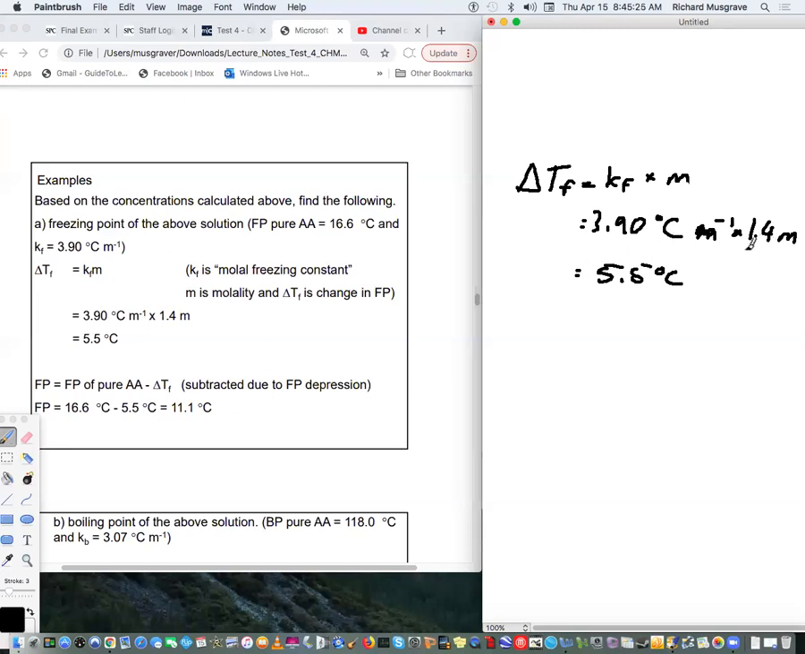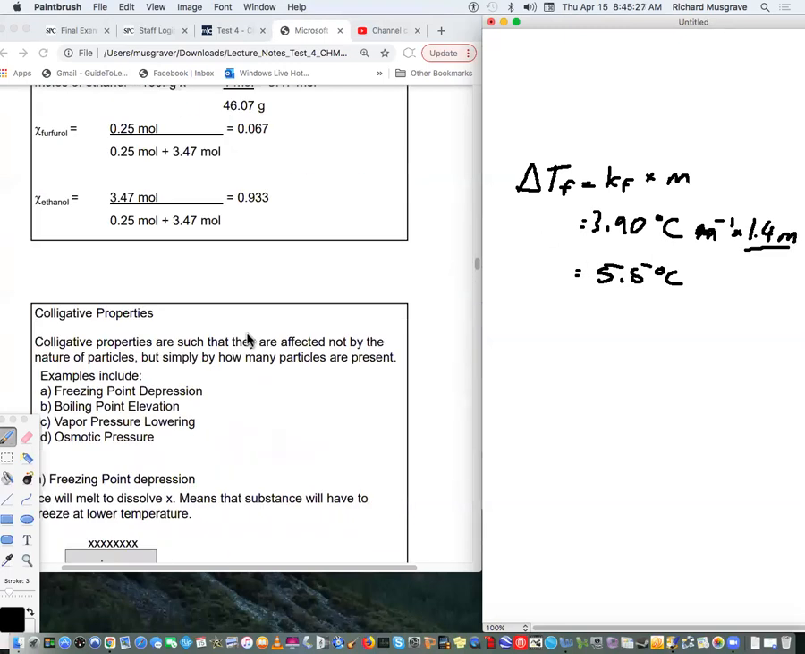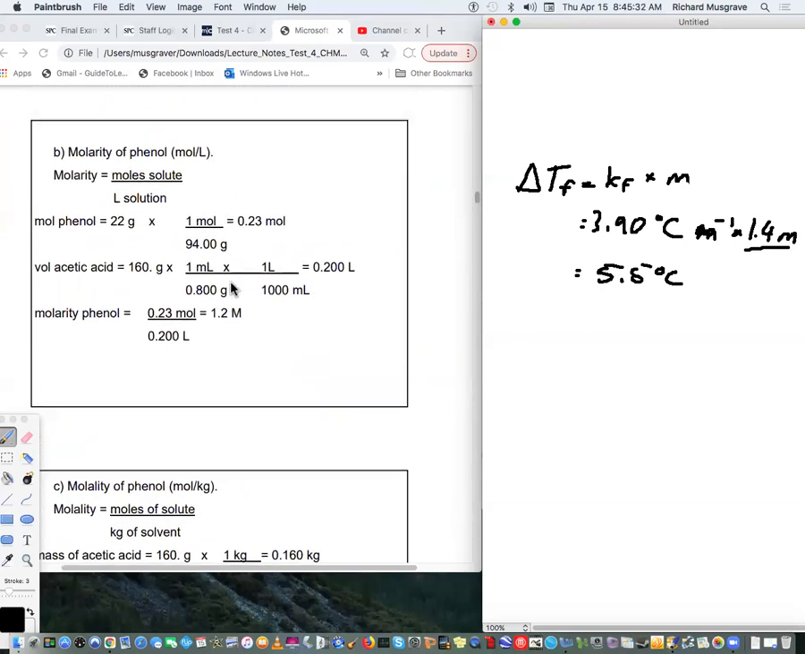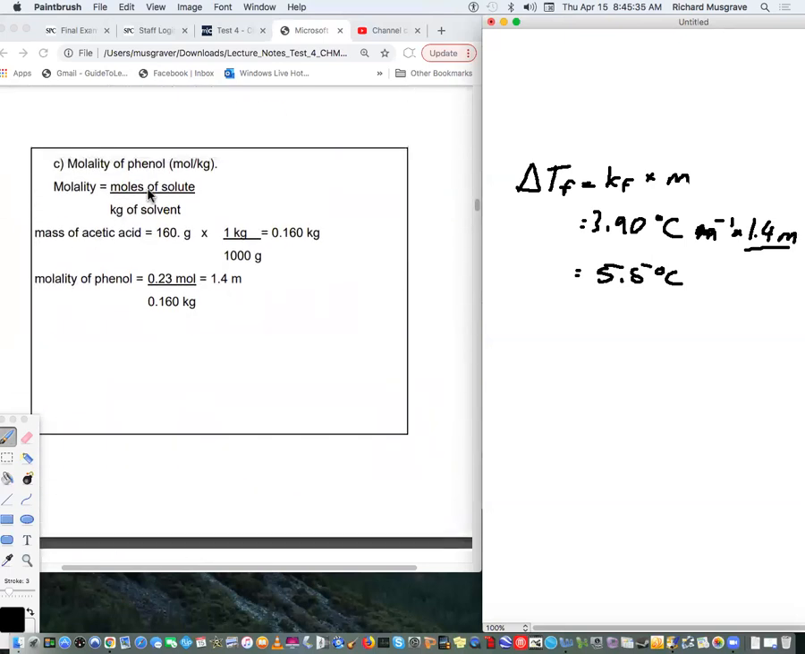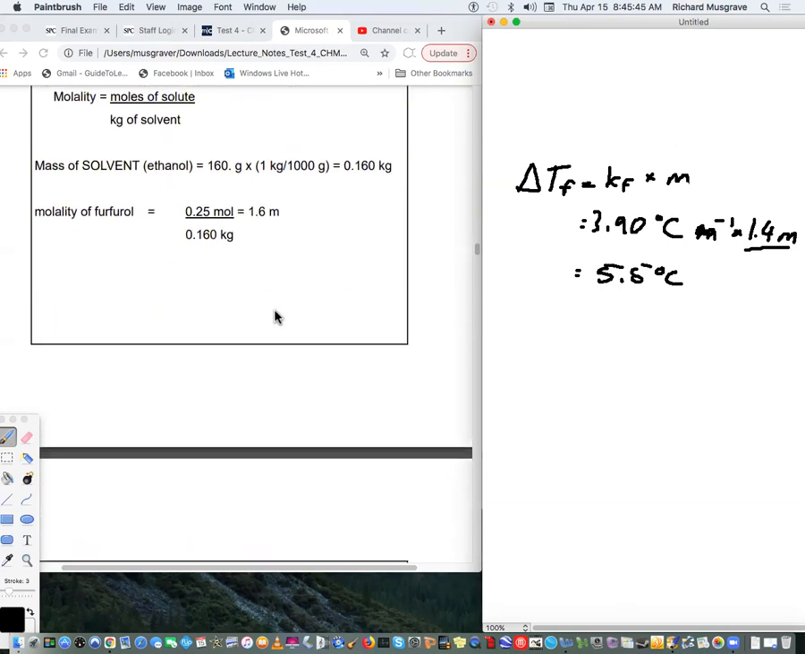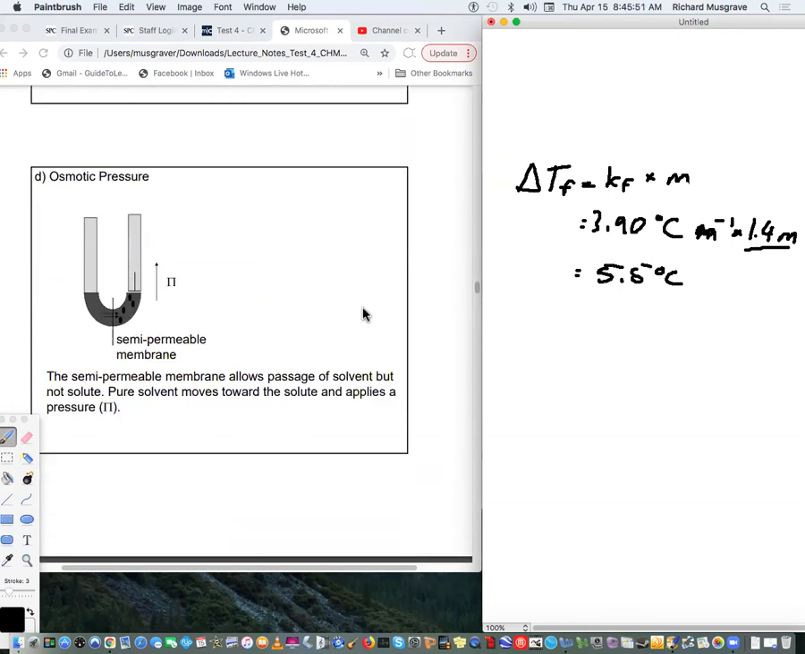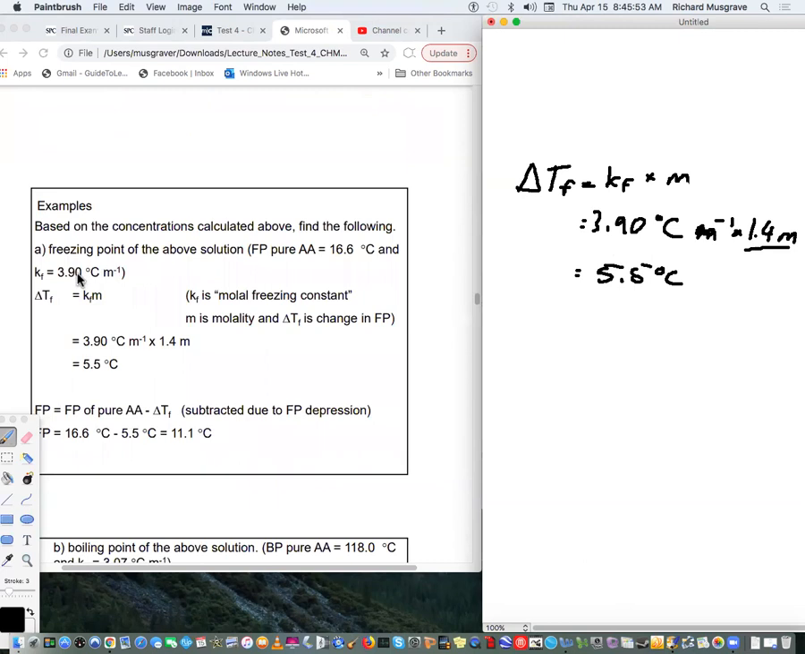So let me go back and show you where I'm getting the 1.4 from. When we did the problems initially, we had to calculate the molality of phenol, which I did, moles of solute over kilograms of solvent. I came out with 1.4 little m. So that's how I'm getting the molality there. The Kf was given in the problem. You can see it here. And we multiply those two together. That gives us the 5.5 degrees Celsius, which is the freezing point depression.